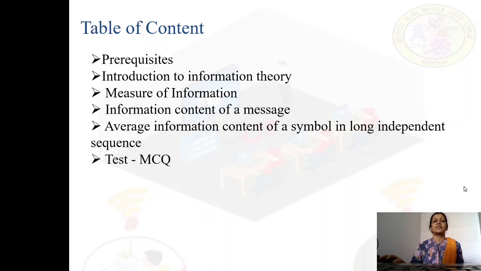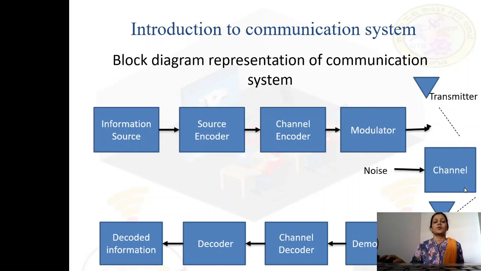So let us consider the prerequisite. You are supposed to know exactly how communication happens. This is our transmitting end, and we have our receiving end also. In this transmitting end, initially we have an information source, and this information source can be either analog or digital.